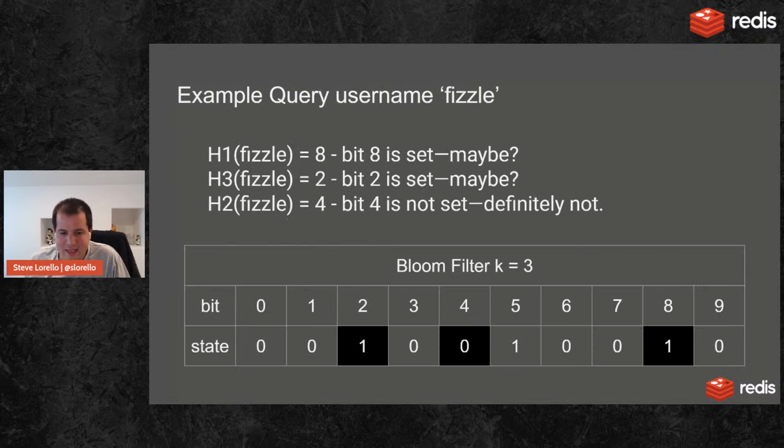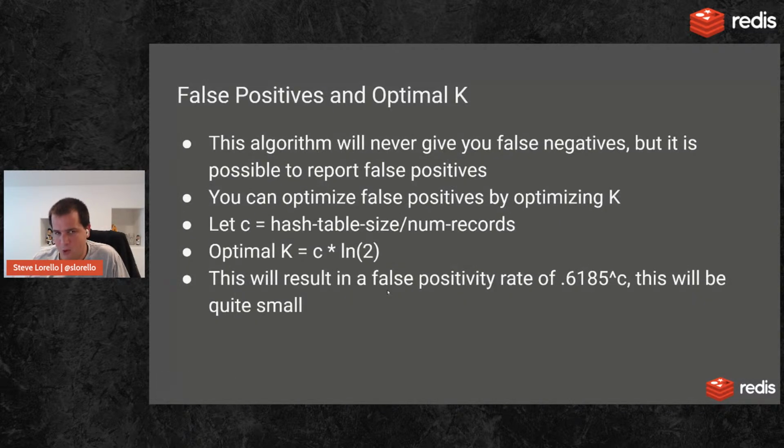So this actually brings us to an interesting problem. If all of these bits have been set, any attempt to insert or check anything in this filter is going to result in a false positive. And that comes to something that's really important with Bloom filters: understanding how false positives work and how to optimize them. So this algorithm, like I said, is never going to give you a false negative, but it can possibly report false positives. And you can optimize false positives by optimizing K.